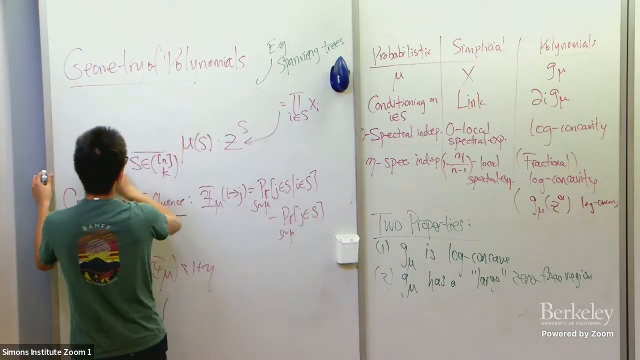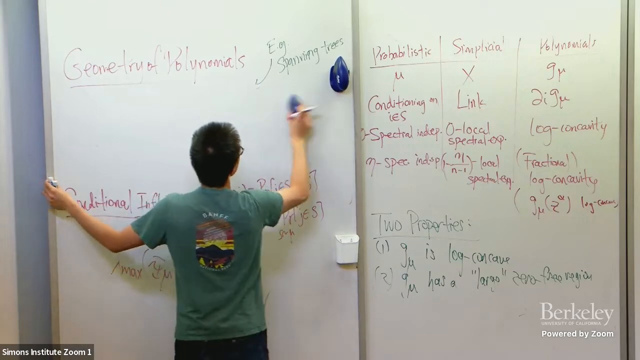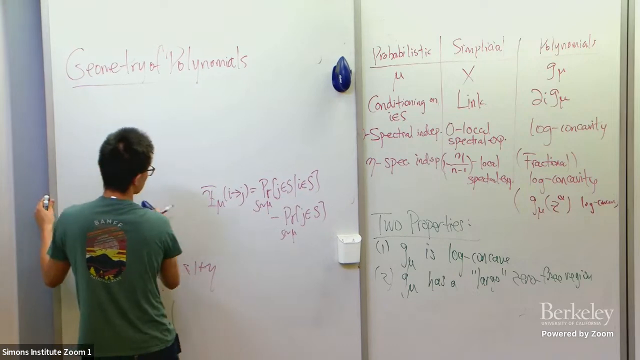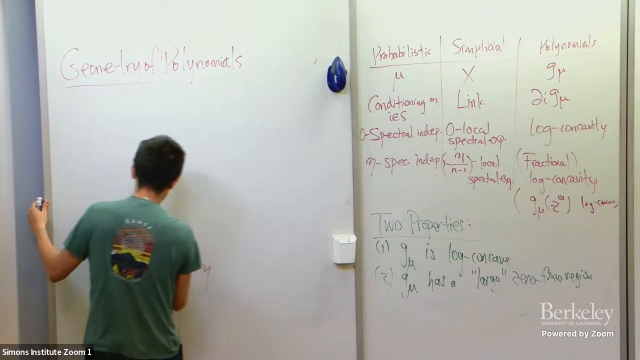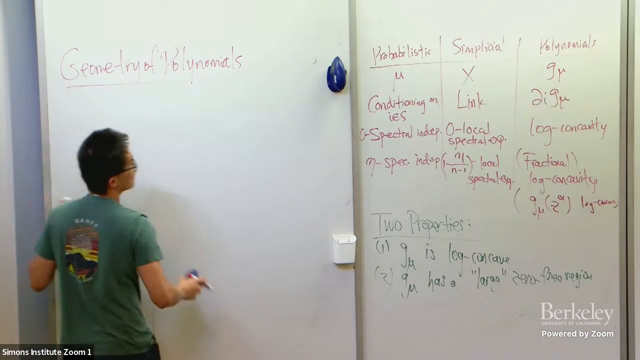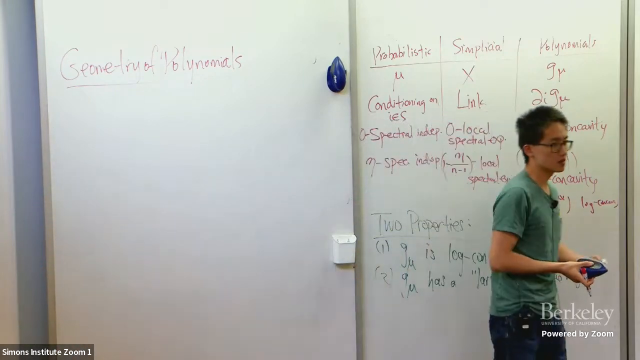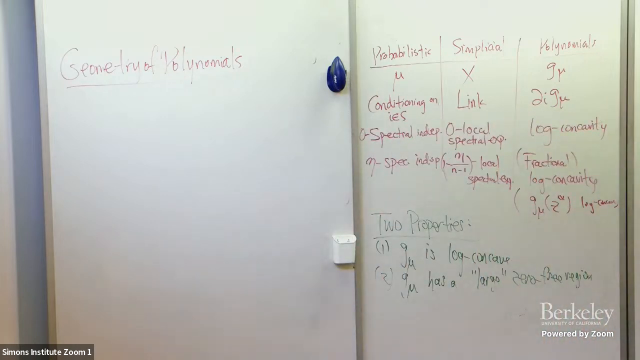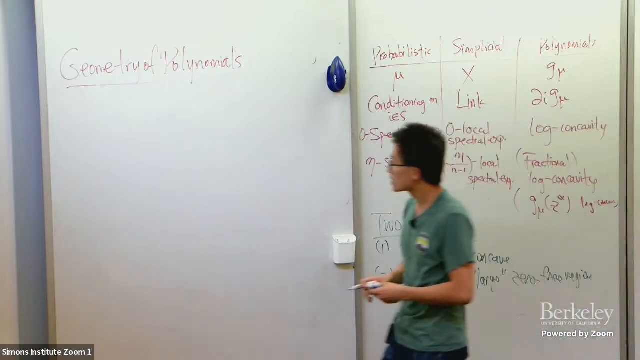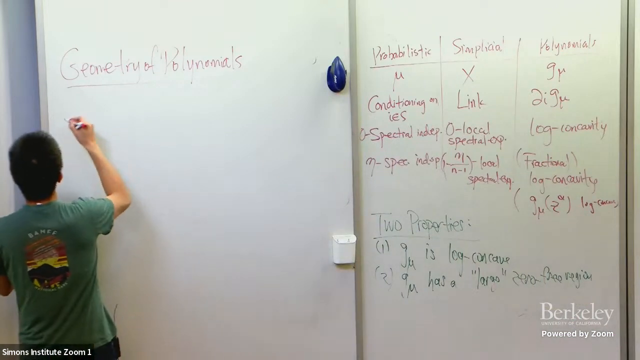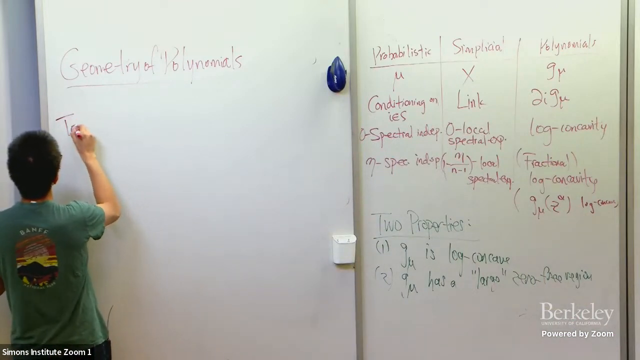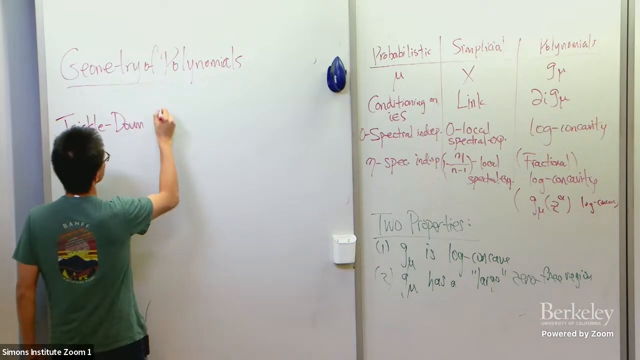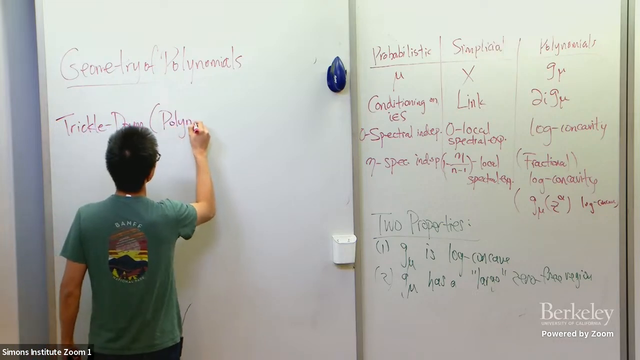If I have the equivalence, then you might ask, okay, how do we prove log-concavity to begin with? And really, this just boils down to, this is where you can use some of the high dimensional expander tools. You can use the trickle-down. Maybe I'll state it this way. Trickle-down. Maybe the polynomial version.